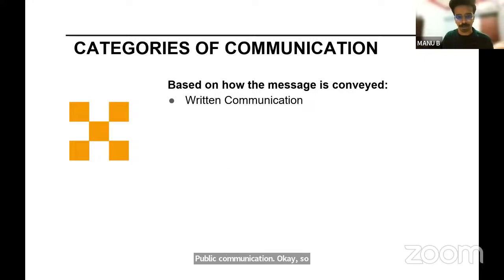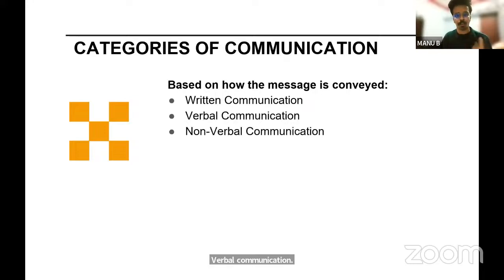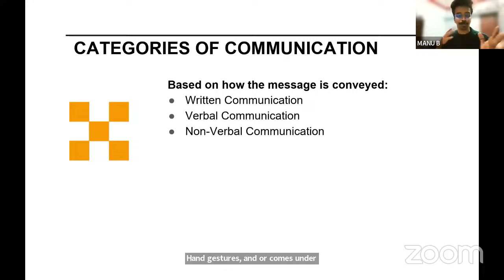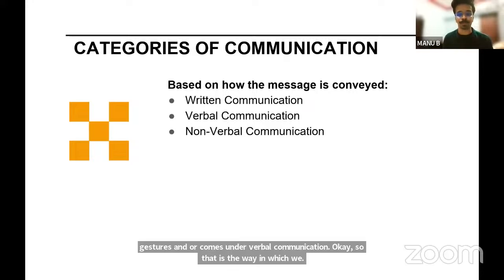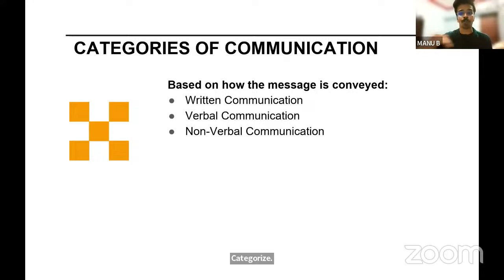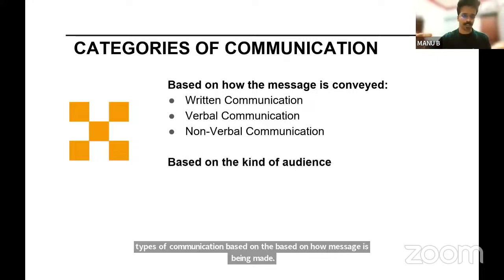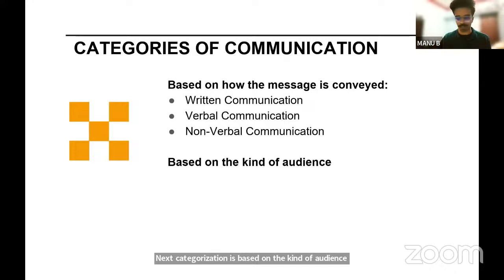Okay, written communication you already know. Our formal communications are written communication. Verbal communication, oral kind of stuff. Non-verbal communication is by using our gestures, eye movements, hand gestures, and all that comes under non-verbal communication. Okay, so that is the way in which we categorize different types of communication based on how the message is being conveyed. Next categorization is based on the kind of audience that will be hearing us.